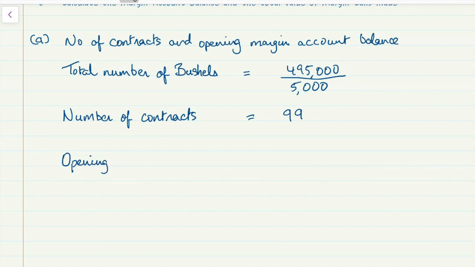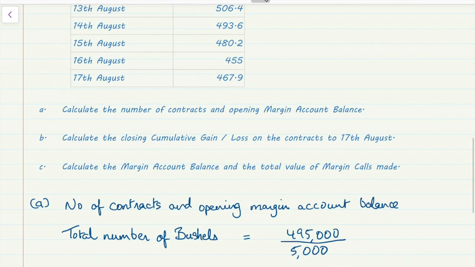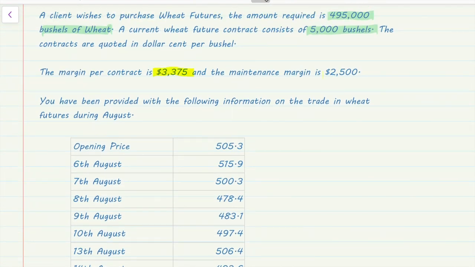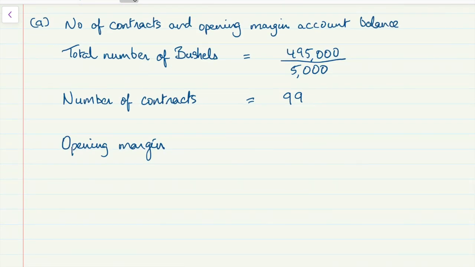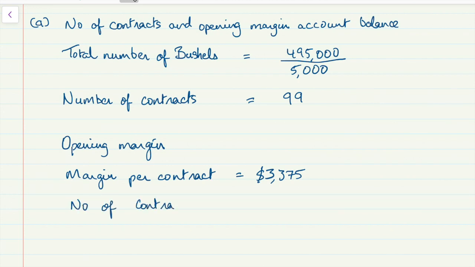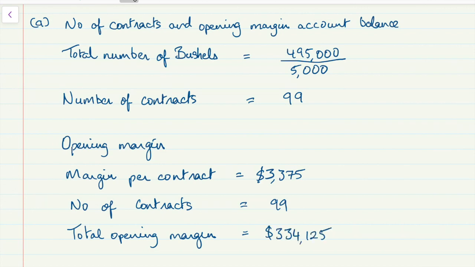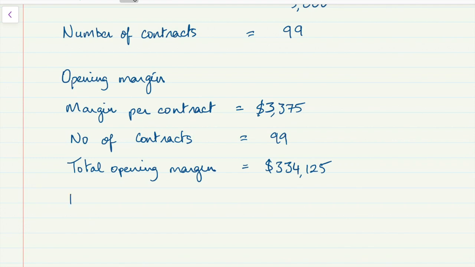So once we have the number of contracts, the next question is what the opening margin is going to be. And so again, in this case, we're told that the opening margin is $3,375 per contract. And so once we have that, again, we multiply by the number of contracts, and that tells us the opening margin is going to be 99 multiplied by 3,375, which gives you a total of $334,125 for that opening margin.